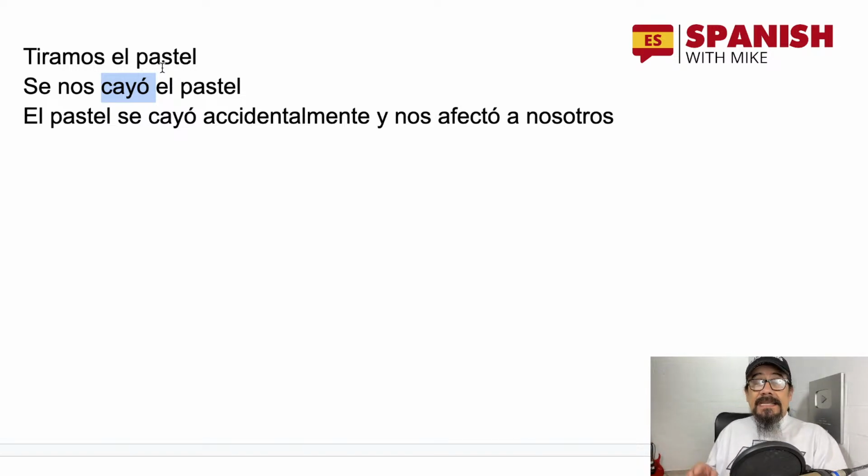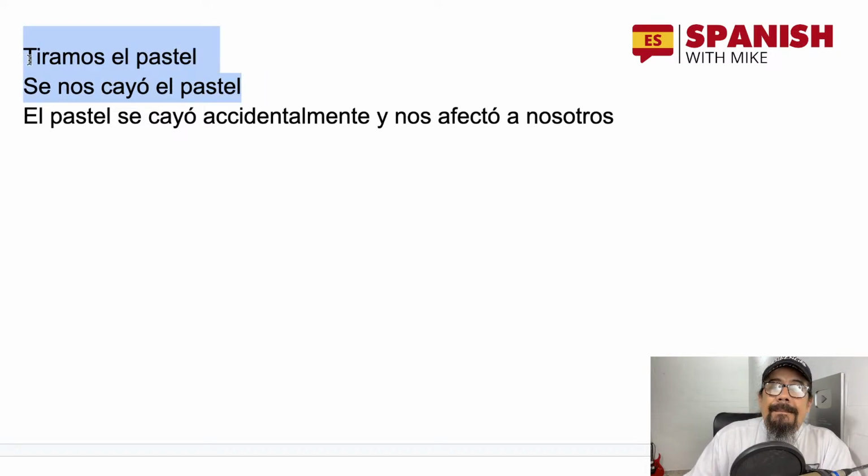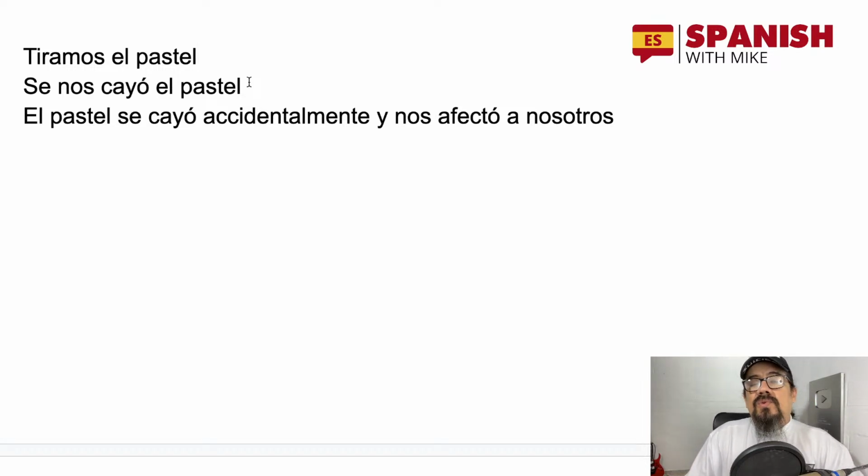We can say either we dropped the cake, tiramos el pastel, o se nos cayó el pastel. But we certainly use se nos cayó el pastel, the accidental construction, when we say we didn't mean to drop the cake. It wasn't our fault. We're not to blame for this. Something happened, an accident. And that's the accidental construction. And you can see, we can say it in both ways. And pretty much the difference lies in whether we are or not responsible for doing it.